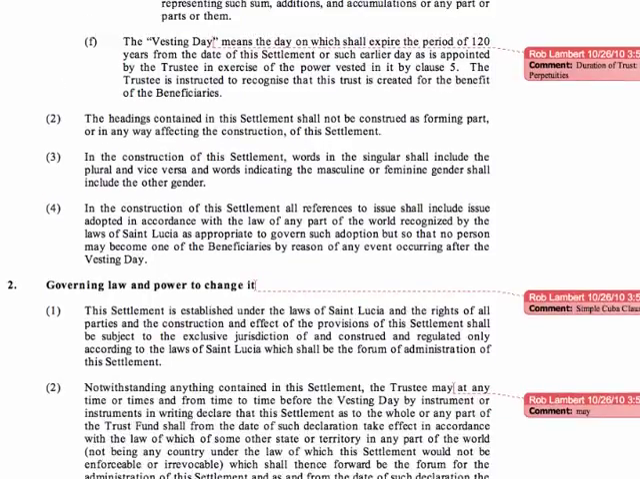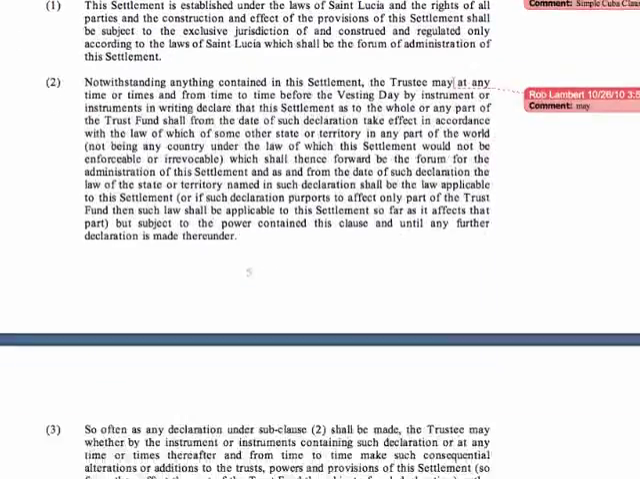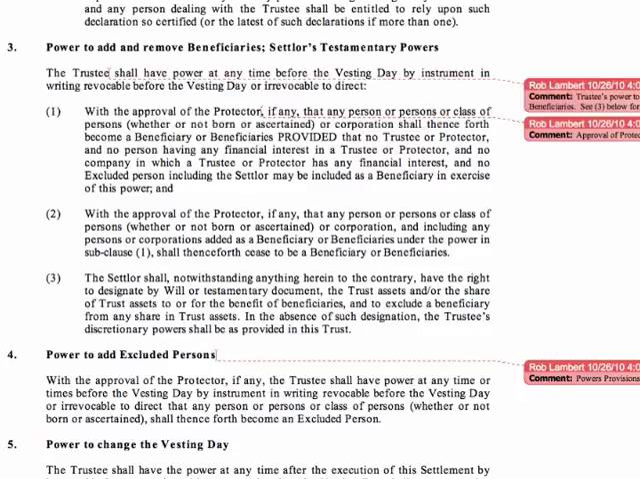I'm going to move on to paragraph 3. Power to add and remove beneficiaries, Settlor's testamentary powers. Well, paragraph 3 is very traditional. It's the trustee's power to change or add or remove beneficiaries. The trustee, now this is important, the trustee will normally not do anything without the input and advice or direction of the settlor. But the trustee has the power to do it without asking.